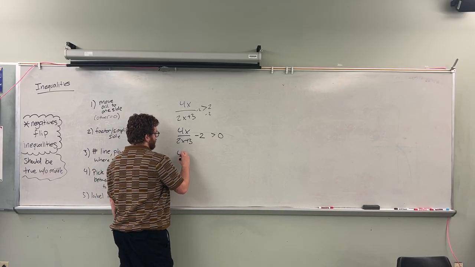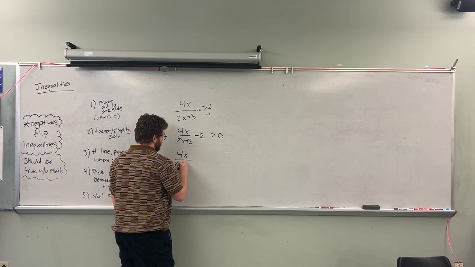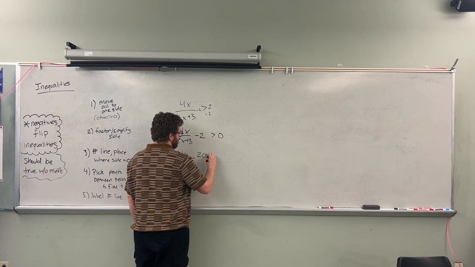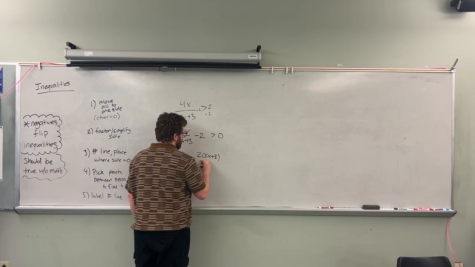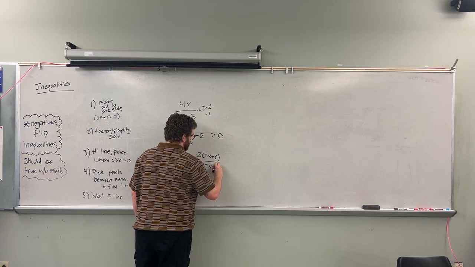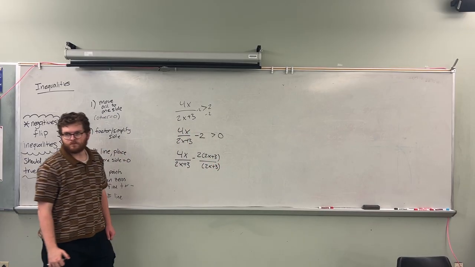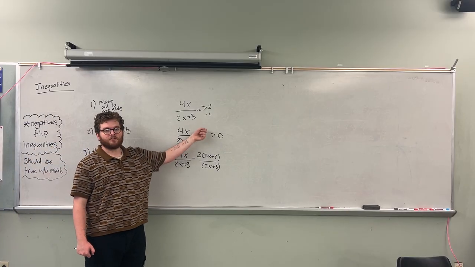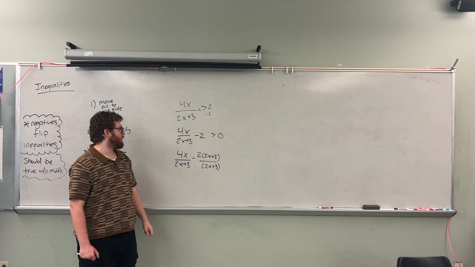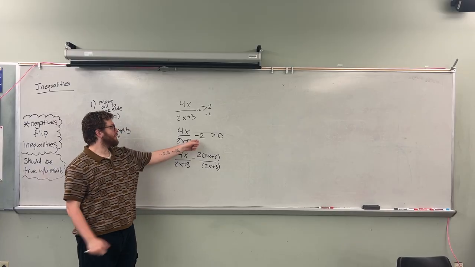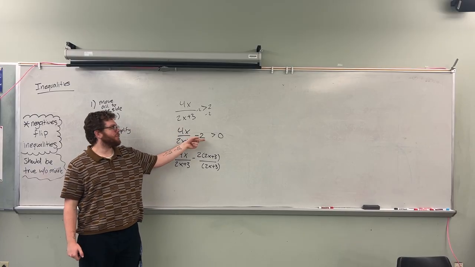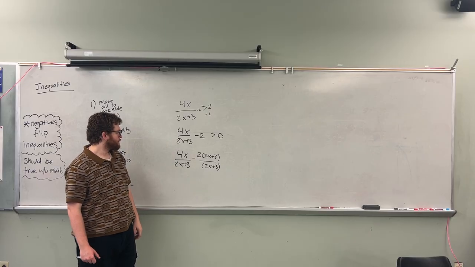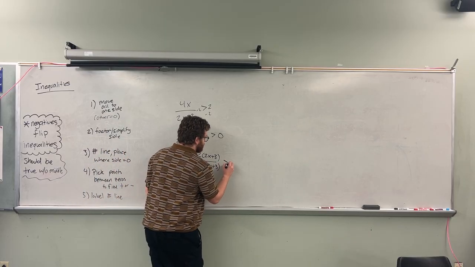So that's going to be 4x over 2x plus 3 minus 2 times 2x plus 3 over 2x plus 3. Again, to get them over the common denominator, I just multiply this side by the denominator on top and bottom of the other side. I technically did the same thing over here, but since this denominator is 1, I didn't actually write anything out. And this is still greater than 0.